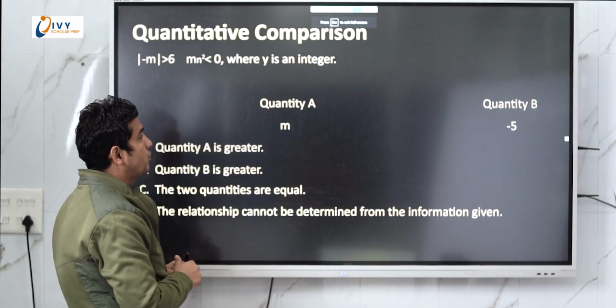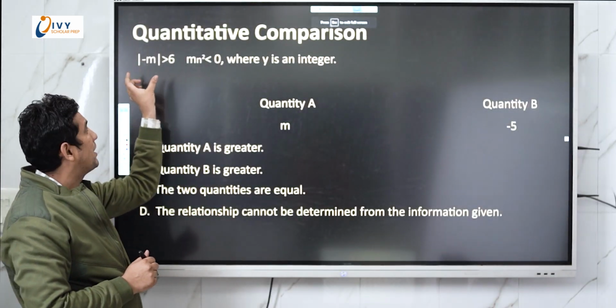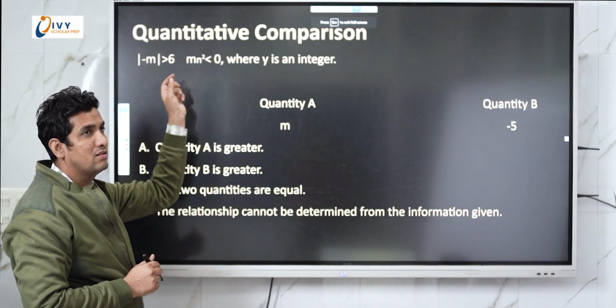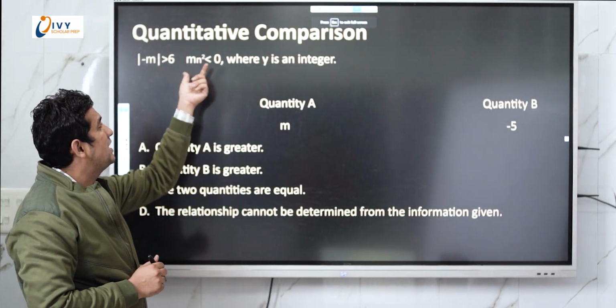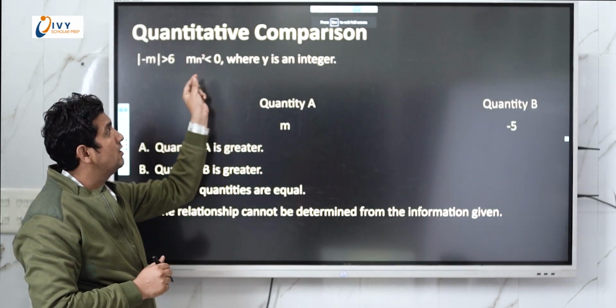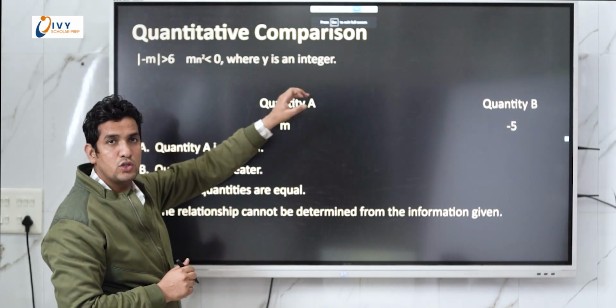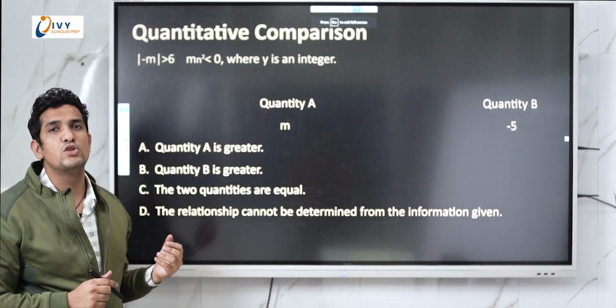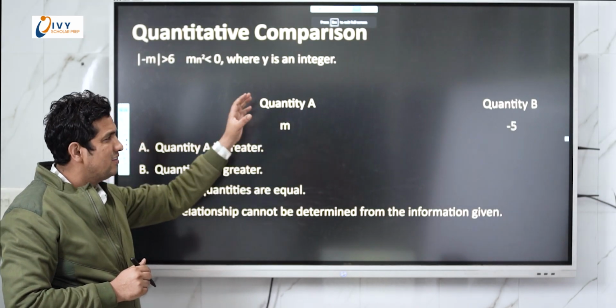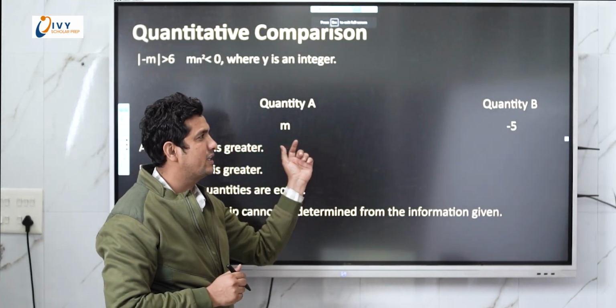First example here, if you could see this number, this is minus m mod is greater than 6, which involves modulus, and mn squared less than 0, that's inequality, where they're saying y is an integer. So it's always important to keep in mind the information given to you, right? And then they've given you the certain quantity A and quantity B.